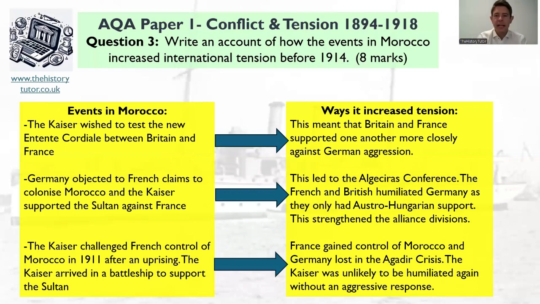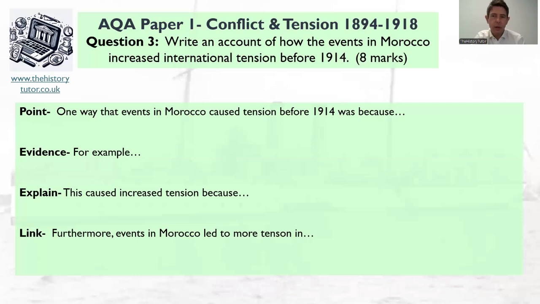So we've got a plan then. So how do we write this? So we use our PEEL paragraph. So one way that events in Morocco caused tension before 1914 was because of this, and we give a reason. Okay, we set out our argument.